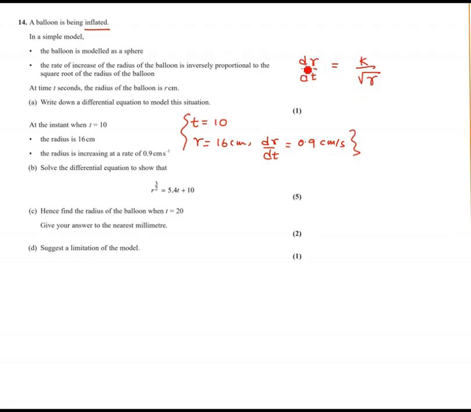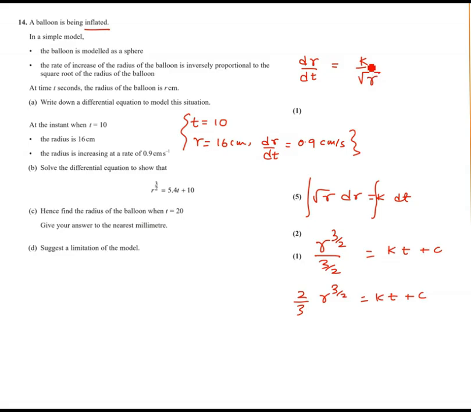So you can multiply square root of r there, dr equals k dt, and then we integrate. Square root of r can be written as r to the power half, which can be integrated as r to the power half plus 1, which is r to the power 3 by 2, divided by 3 by 2 equals kt plus c. Now we rewrite this as 2 over 3 r to the power 3 by 2 equals kt plus c.